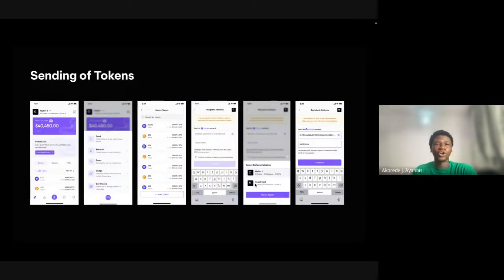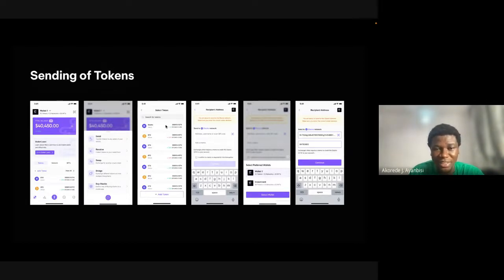So the third one is sending tokens. What I did here is I also tried to use conversational communication. I tried to communicate with the user, right? To make it as if they're talking with a customer rep. So for you to send on this app, when you click on this logo, it opens up this bottom sheet where most of the functionalities are: send, receive, swap, bridge, and also buy other tokens. So this is for sending, right?